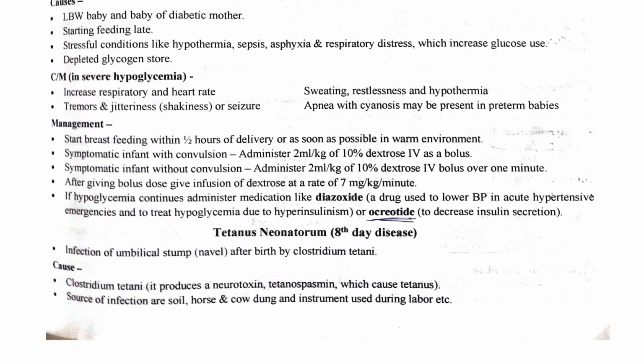Next, tetanus neonatorum. Tetanus neonatorum is an infection of the umbilical stump after birth by Clostridium tetani. Cause: Clostridium tetani produces the neurotoxin tetanospasmin, which causes tetanus. Source of infection: soil, horse and cow dung, instruments used during labor.